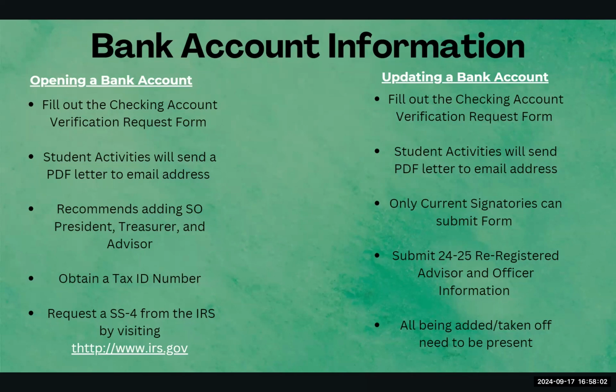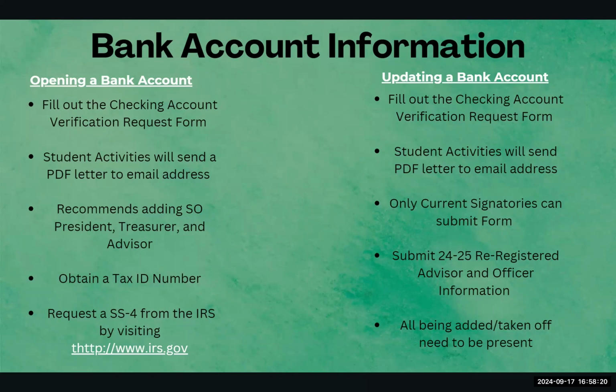You also have to obtain a tax ID number, which we'll talk about a little bit later. If you're requesting an SS-4 form from the IRS, you have to go to the IRS government website to get the EIN, which is the tax ID number, and some other forms that have to be filled out as well.